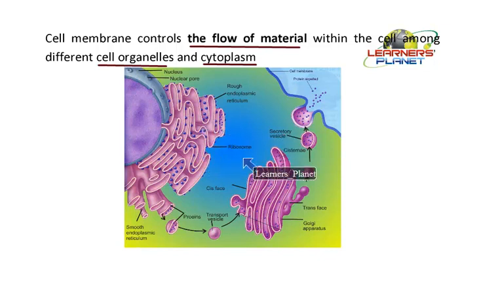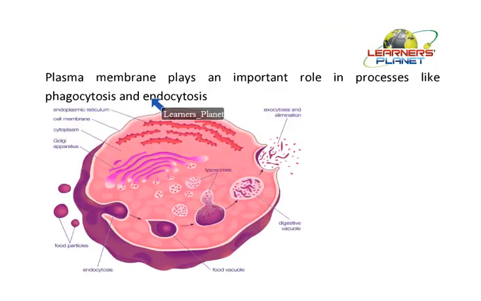The same protein molecule cannot reach any of the organelles, because of the presence of specific receptor molecules over the cell membrane. This is how it is essentially needed to control the flow of material within the cell, among different organelles, or between the cell organelles and the cytoplasm. Besides, there is another role of the plasma membrane, that is, it supports processes like phagocytosis, endocytosis, and exocytosis. Do you know what they mean?